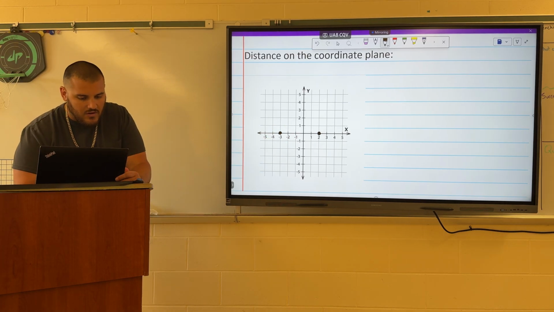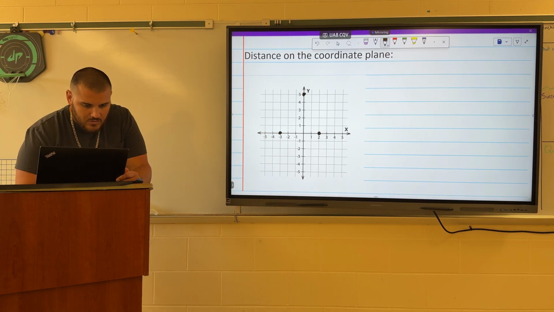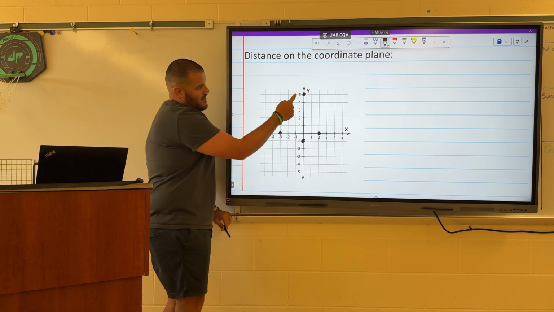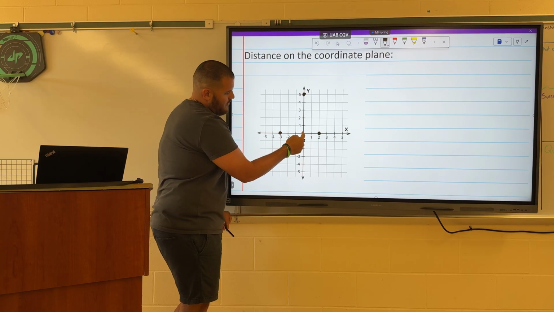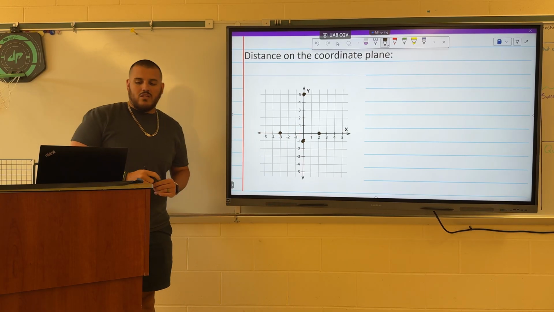We do the same thing vertically. If I want the distance between +5 and -1, again, I can just count that. 1, 2, 3, 4, 5, 6. Those are 6 units apart.